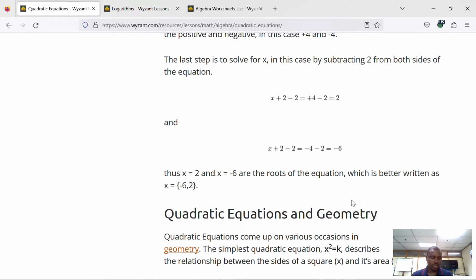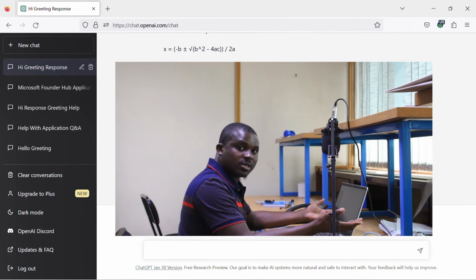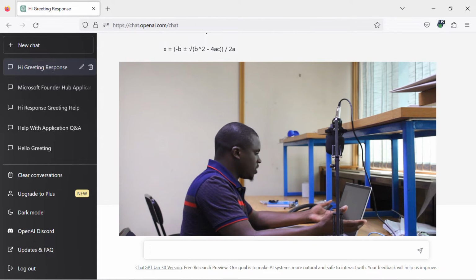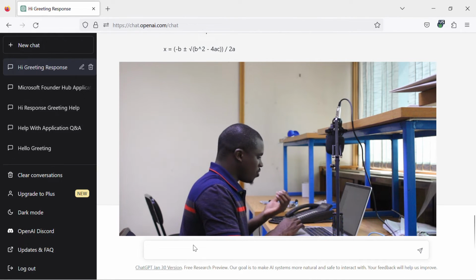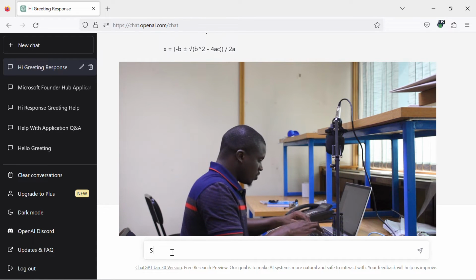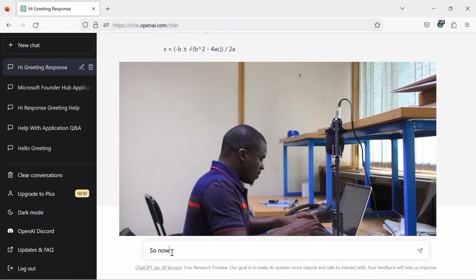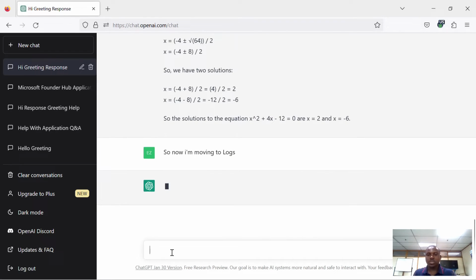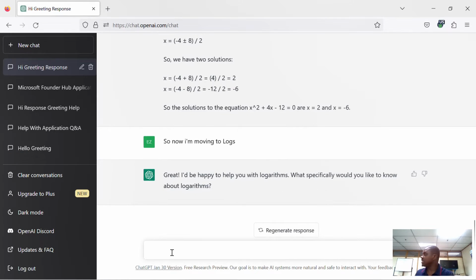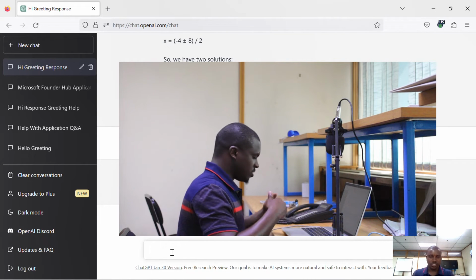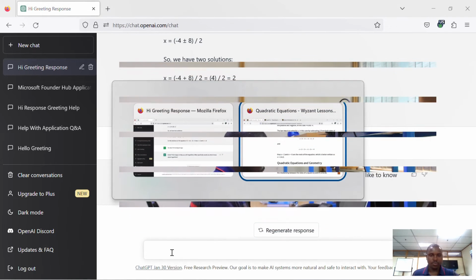So we can say that it can also solve your quadratic equations using the quadratic formula or using the factor method. So from this, we are going to solve the logarithms. Let's go to logarithm problems. So now I am moving to logs. Team, you need to know that by just telling it what to do, it can actually give you the best solution rather than just jumping straight to the question.